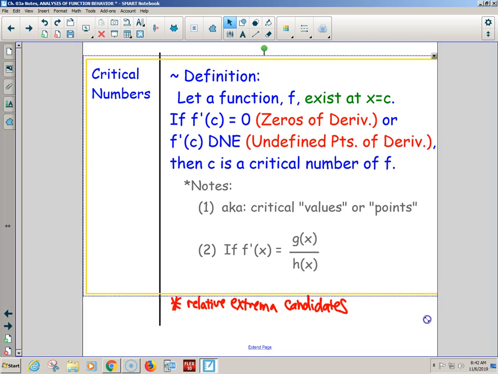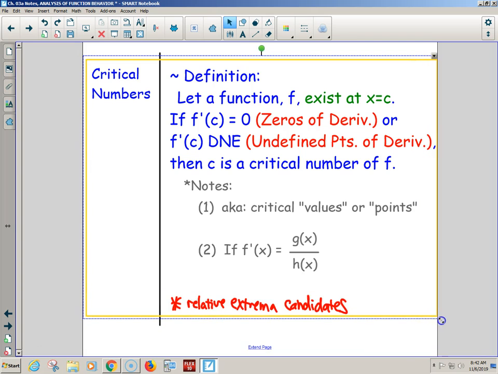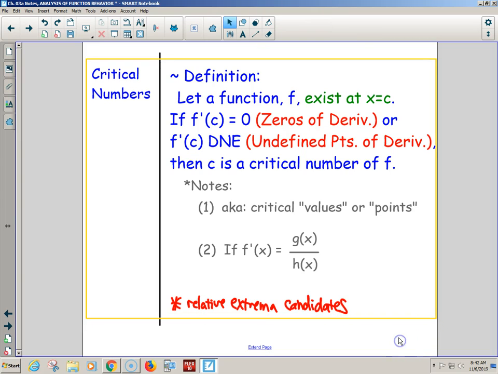I have a question. What are we doing in the homework? How can you find the candidates? How can you find the critical numbers if you don't find the derivative first and set it equal to 0 or DNE? Wait a minute, let me help you with zeros and DNEs.